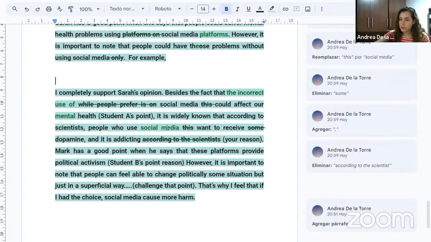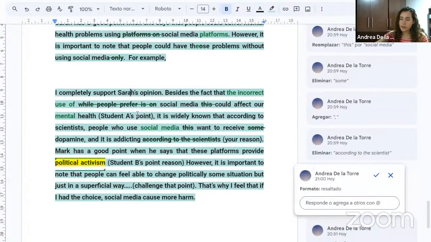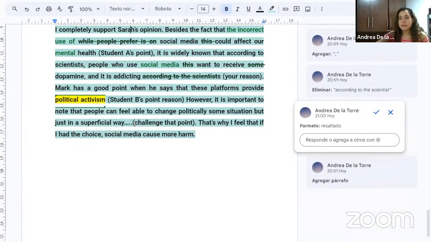And it is addictive. Muy bien. Contenido, perfecto. Mark has a good point when he says that these platforms provide political activism. Perfecto. Me gusta mucho la forma en la que estamos resumiendo y esta frase es muy buena para usar. Political activism. However, it's important to note that people can feel able to change politically some situation, but just in a superficial way. Ok, me gusta la idea, está relacionada a la idea de Mark y sí la contraste, ¿no?